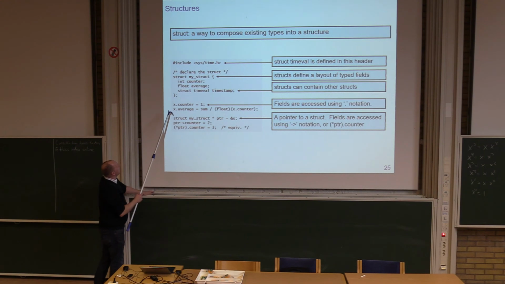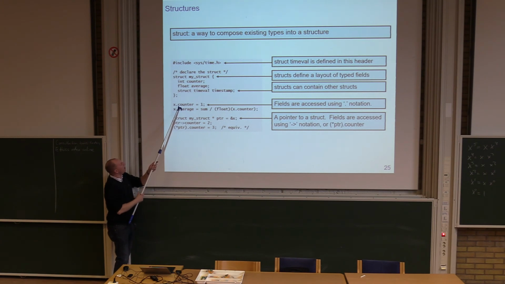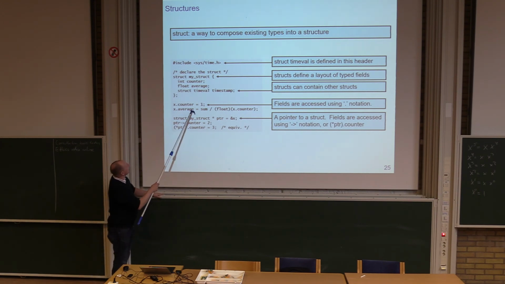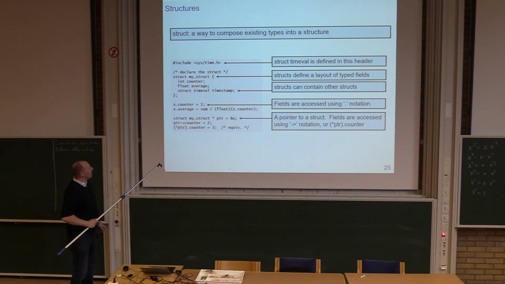So let's say now you have a variable x of type myStruct. Then you can refer to the individual fields within that struct with a dot notation. So I think this is similar to what you've seen in Java. So you can, in this case, set x.counter equal to 1. You can do computations on it.